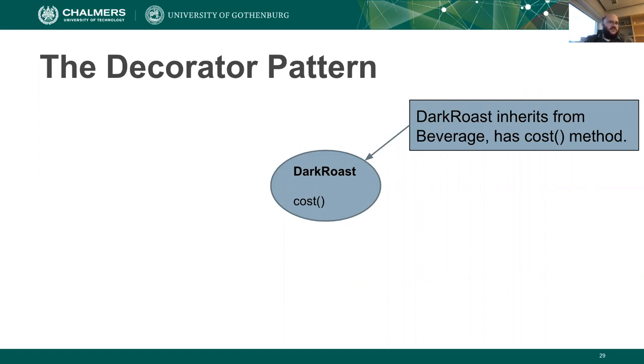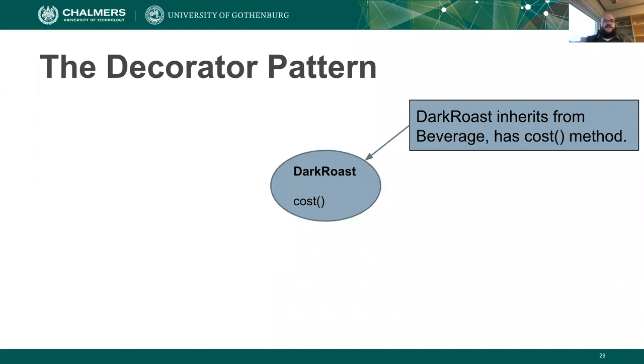If our customer wants a dark roast with mocha and whipped cream, here's what we're going to do, right? We start with our dark roast object. Now we'll keep some level of inheritance in here. All of our base drinks inherit from a beverage class, right? So we can take advantage of polymorphism to maintain loose coupling. Whether it's a dark roast or an espresso, it all inherits from beverage, so it is a beverage. We know all beverages have a cost method we can call, right?